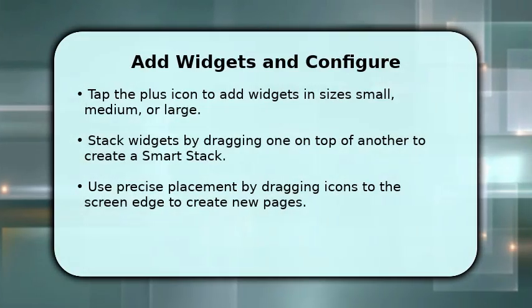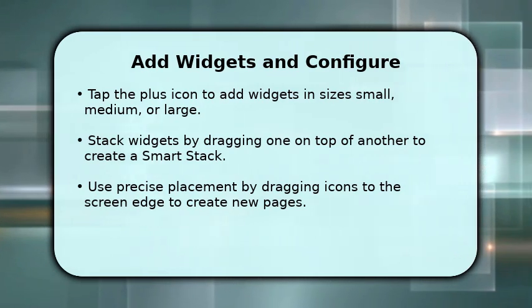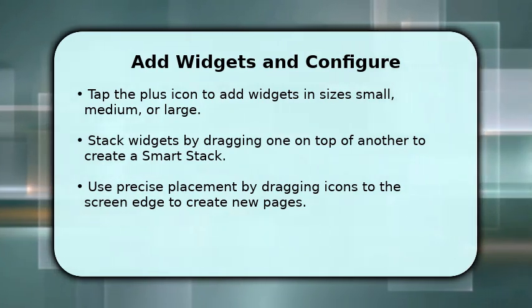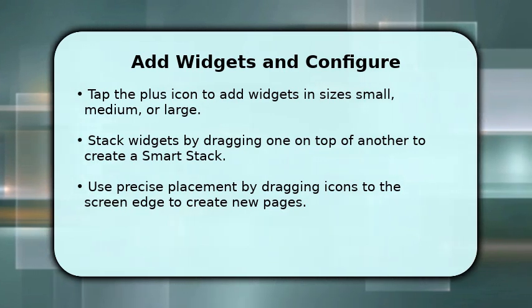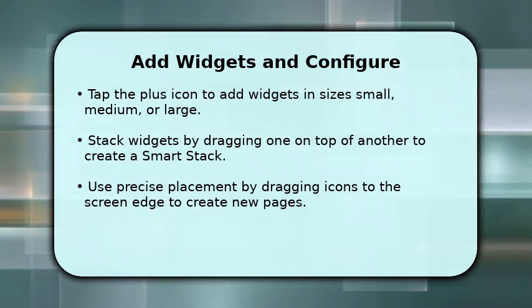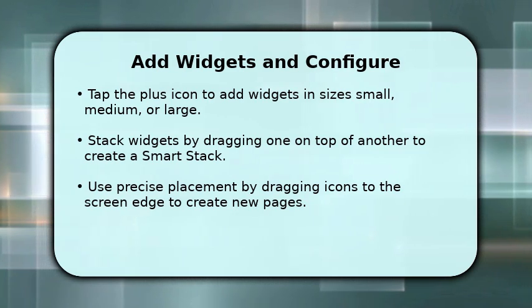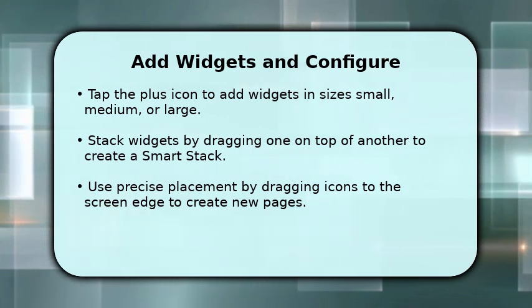To add widgets, enter Jiggle mode and tap the plus icon in the top corner. Choose widget sizes small, medium, or large to match your layout needs. Drag a widget onto the home screen and place it where it looks balanced visually.